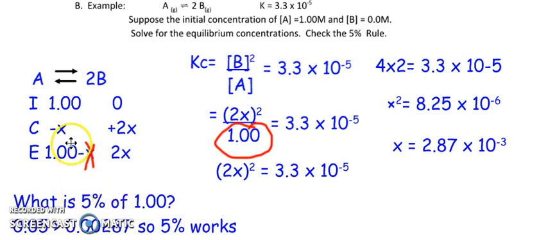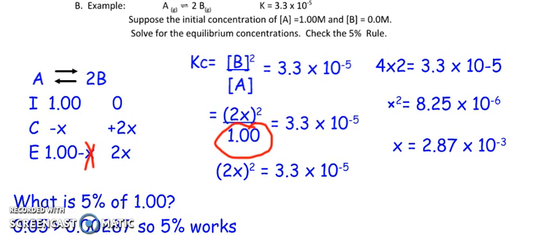So what you do is take 5% of your initial value. So 5% of 1 is, hopefully you got this, 0.05. My answer over here is less than 0.05, okay? So the 5% rule works. So I don't have to go back and figure out anything. So once again, what am I going to say?